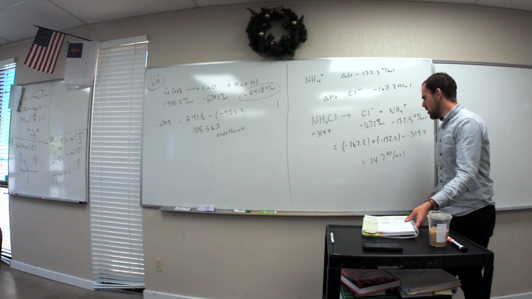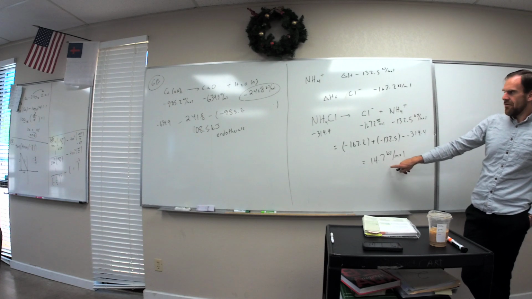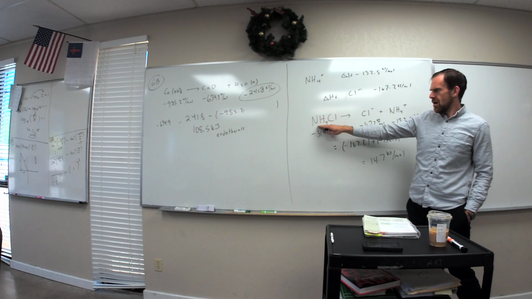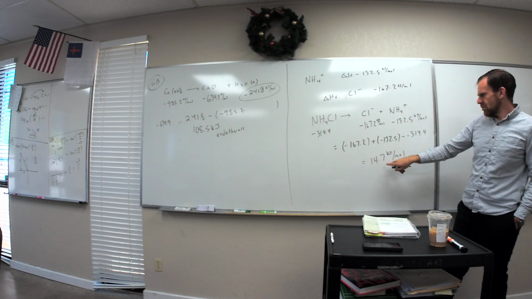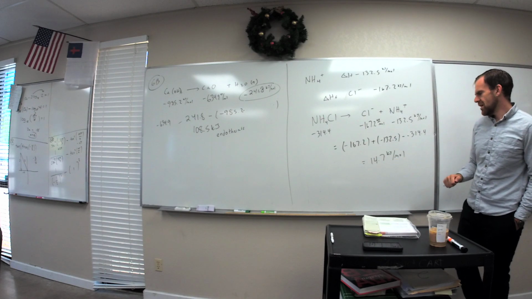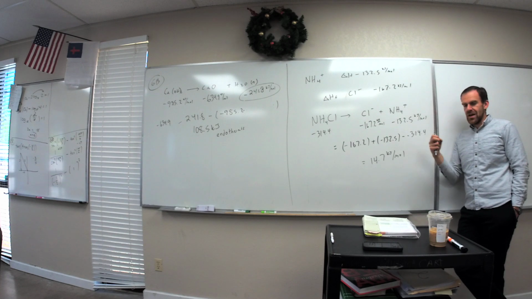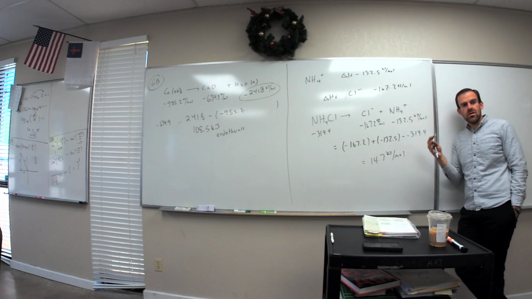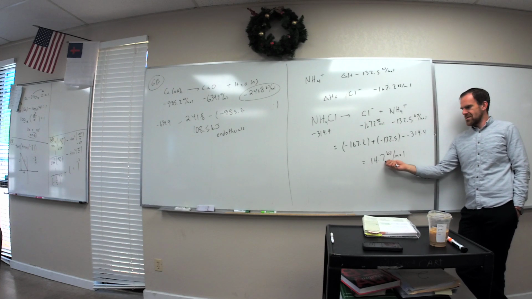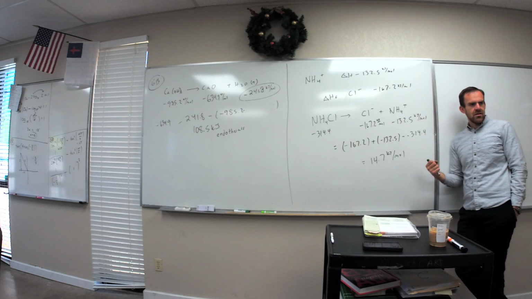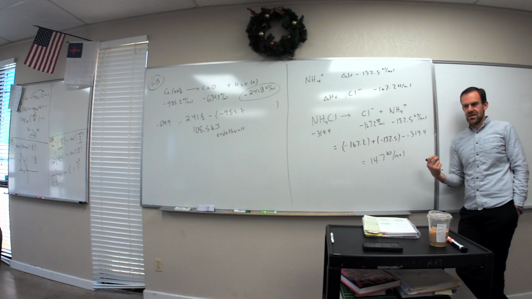There we go. So what does this tell us? For every mole of ammonium chloride, we absorb 14.7 kilojoules of energy. So it's going to cool around it because we are absorbing that energy. Okay, so it gets cold.